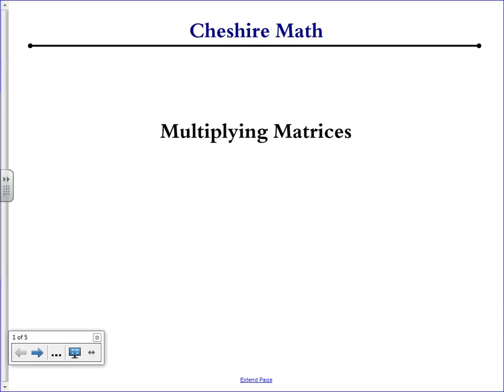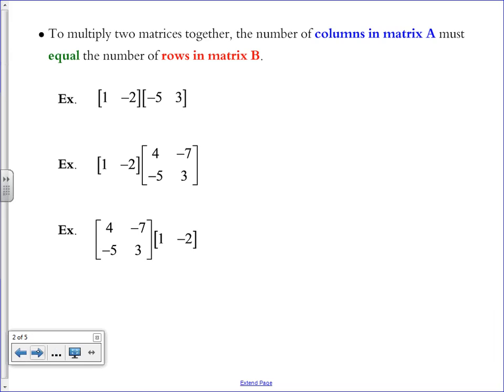This video is about multiplying matrices. To multiply two matrices together, the number of columns in matrix A must equal the number of rows in matrix B. This is very specific and very important.